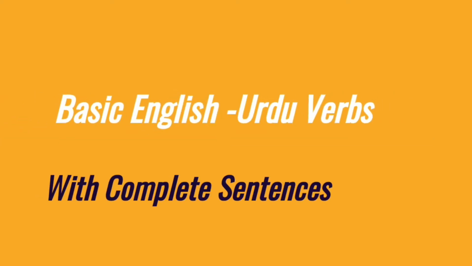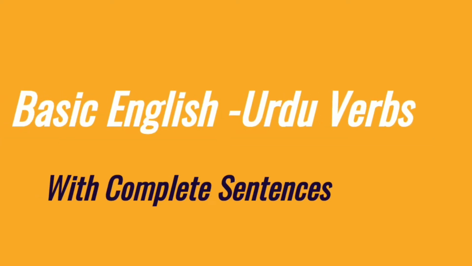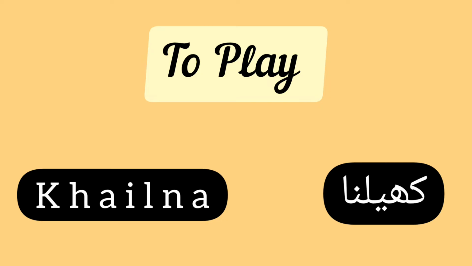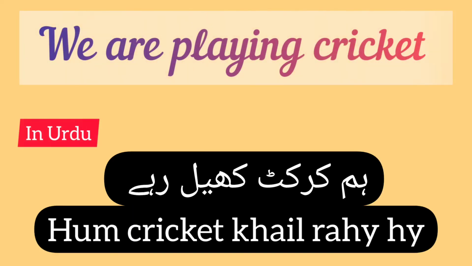So today we will learn basic English Urdu verbs with complete sentences. So let's start with the first word, to play. It means खेलना. We are playing cricket. In Urdu, हम क्रिकेट खेल रहे हैं.